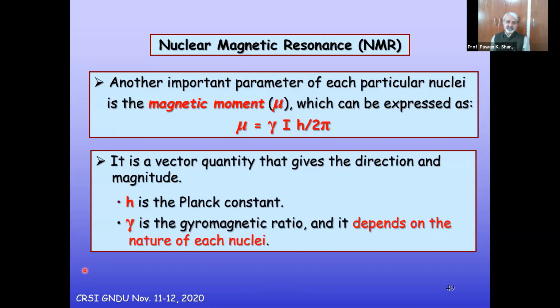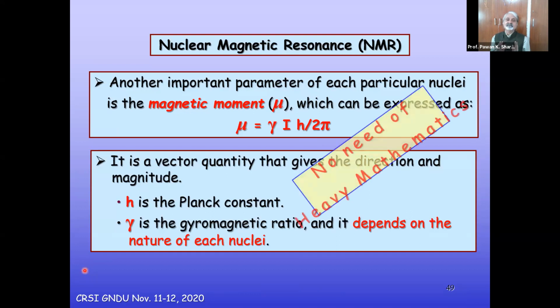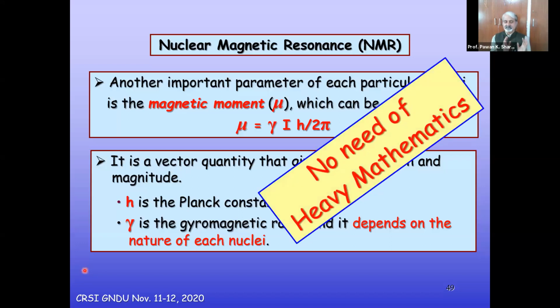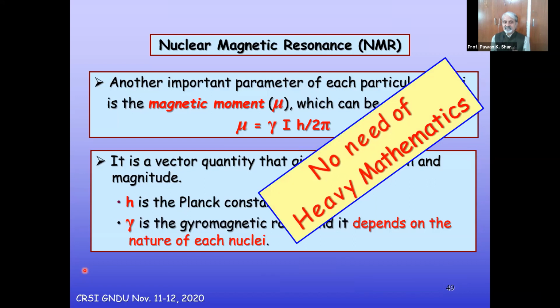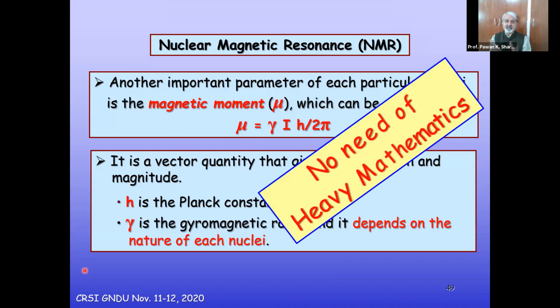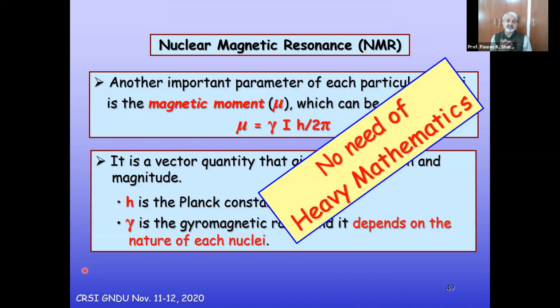And here I would like to say something: when we study NMR as a tool for structural elucidation, there is absolutely no need of heavy mathematics. In fact, we should not involve heavy mathematics here. The mathematics behind NMR is required only if you go for research in the field of NMR, where you are trying to develop new gradients, or new methods to acquire NMR for the instrumental technique. But if you are using it as a tool, then there is no need of heavy mathematics.